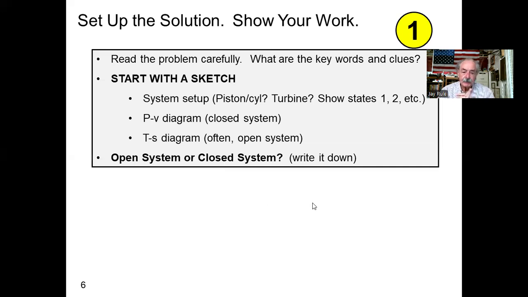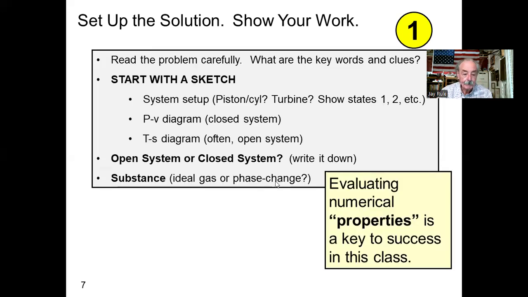Okay, the next thing after you've read the problem and drawn a sketch: you're going to really decide, is it an open system or is it a closed system? My suggestion is write those two words down. Write down open system or write down closed system. That will buy you some measure of partial credit on the problem. It also governs your governing equations, doesn't it? A lot more about that in a second.